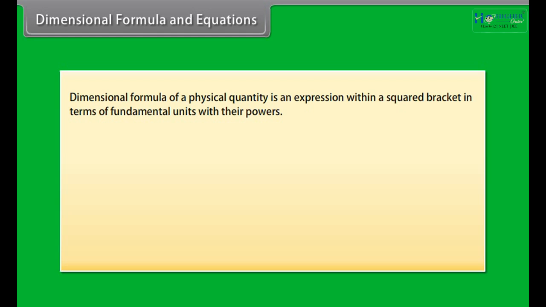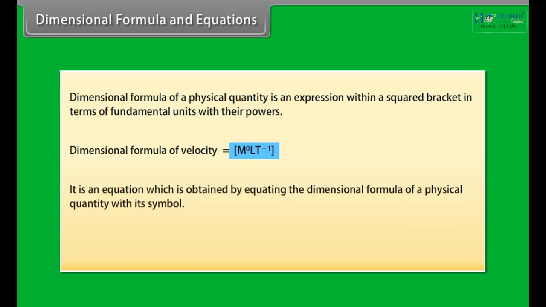Let us take an example. Dimensional formula of velocity is equal to [M^0 L T^-1]. Dimensional equation is an equation obtained by equating the dimensional formula of a physical quantity with its symbol. Let us take an example. Dimensional equation of velocity is V is equal to [M^0 L T^-1].